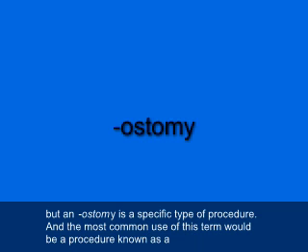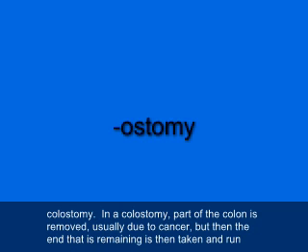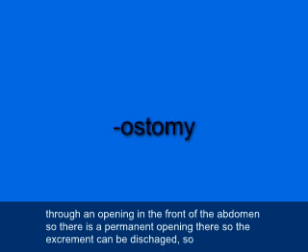And the most common use of this term would be a procedure known as a colostomy. And a colostomy is when part of the colon is removed, usually due to cancer. But the end of the colon that's remaining is then taken and run through an opening in the front of the abdomen. And there's a permanent opening there so that the excrement can be discharged.